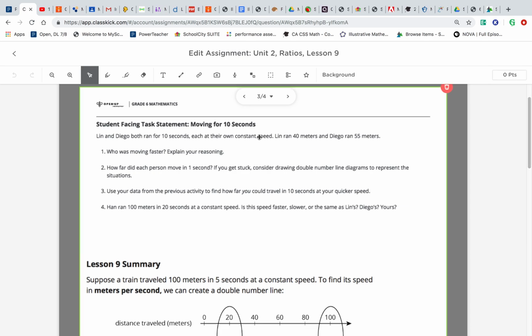For this next activity, we are going to be considering other people and how fast they go. So here we're talking about Lynn and Diego, and both of them ran for 10 seconds, each at their own constant speed. Okay, so they're constantly going at the same speed. If Lynn ran 40 meters and Diego ran 55 meters, we want to use that information to answer the following question. For number one, it says, who was moving faster? Well, and we want to explain why.